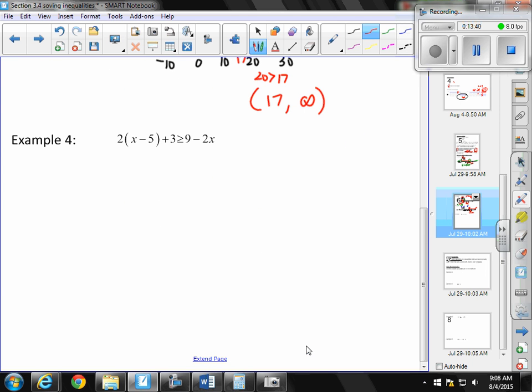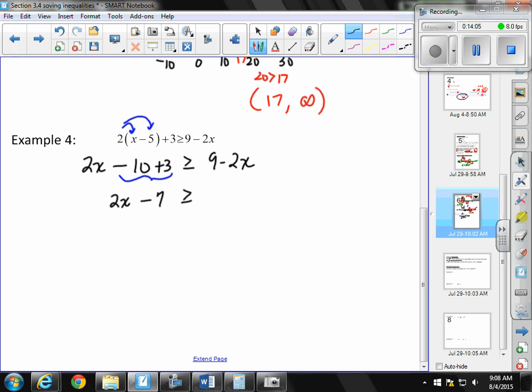Example number 4. Here I do have some simplifying to do. First thing I'm going to do here is distribute to get rid of my parentheses. 2x minus 2 times 5 is 10, plus 3 is greater than or equal to 9 minus 2x. And then I have some like terms here. I'm going to combine those. 2x minus 10 plus 3 is minus 7.